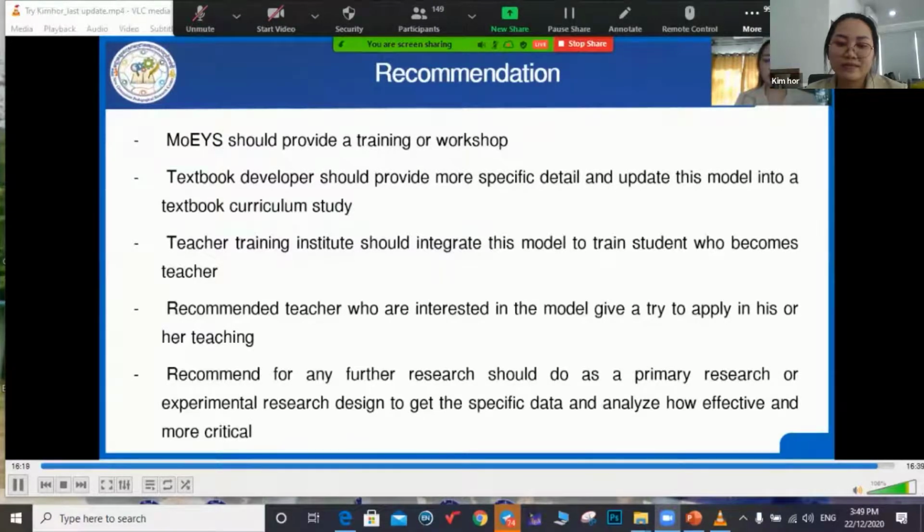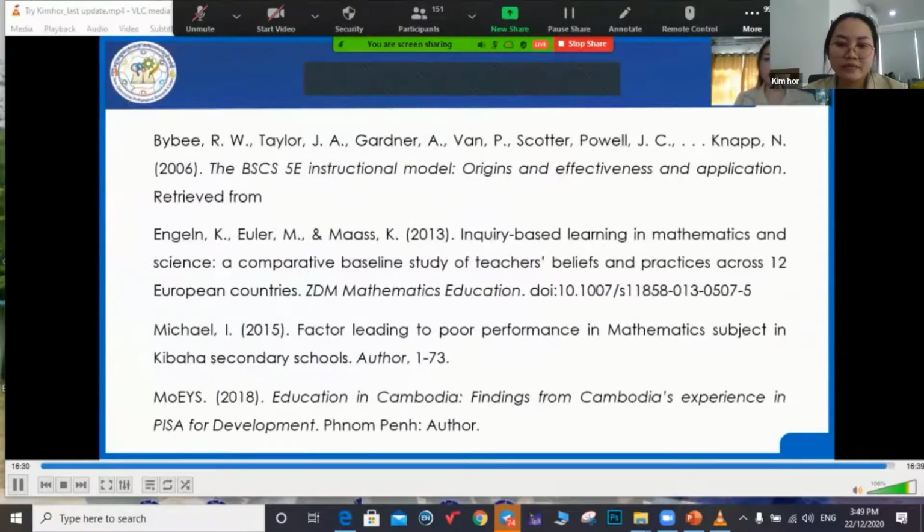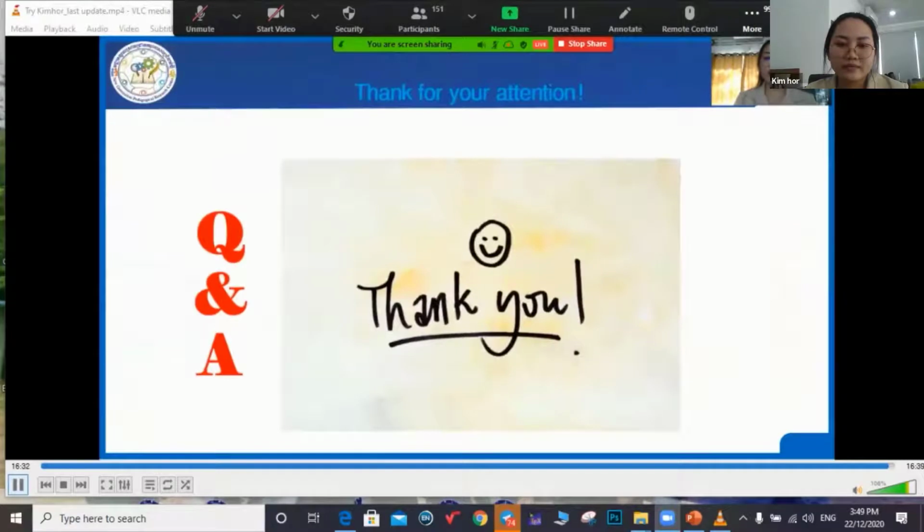I also recommend that any further researchers should do a primary research or experimental research design to get specific data and analyze how effective it is. So, thank you for your attention. If you have any questions, please ask, or you can drop them to my email.